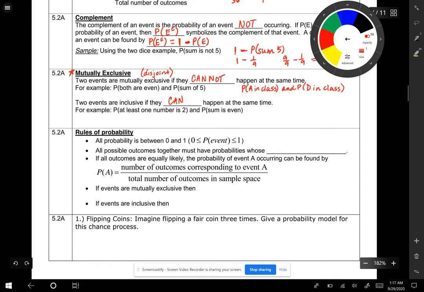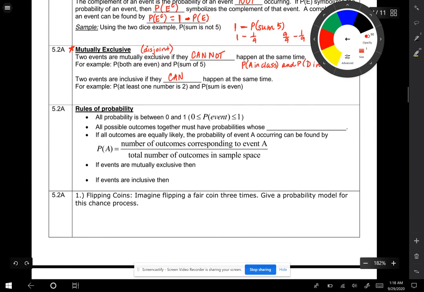An example is: what's the probability that at least one number is 2, and the probability the sum is even? If one of the numbers is 2, the sum could be even or it could be odd. So that can happen. That is an example of inclusive events.